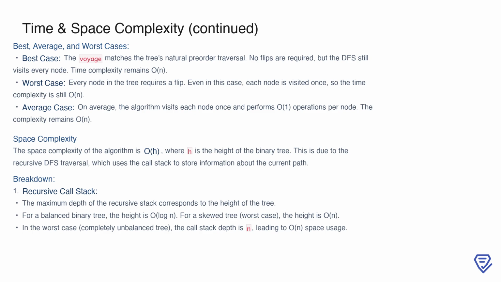Next, let's discuss space complexity. The algorithm has a space complexity of O(h), where h is the height of the binary tree. This is due to the recursive DFS traversal, which uses the function call stack to store information about the current path of traversal. The height of the tree determines the maximum depth of the recursive stack. For a balanced binary tree, the height is O(log n), while for a skewed tree, the height can be as large as O(n). In the worst case of a completely unbalanced tree, the space usage will reach O(n).